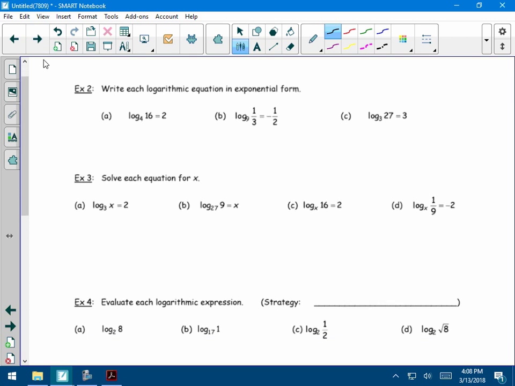As for the other ones, now it's asking you to go the other direction. So this is a little new. Write each logarithmic equation in exponential form. In that case, here's where we're going to exponentiate on both sides. Here's our new term. I always think it sounds made up, but we go with it. So for the very first one, the base that you have is 4. So that's what I want you to stick with.